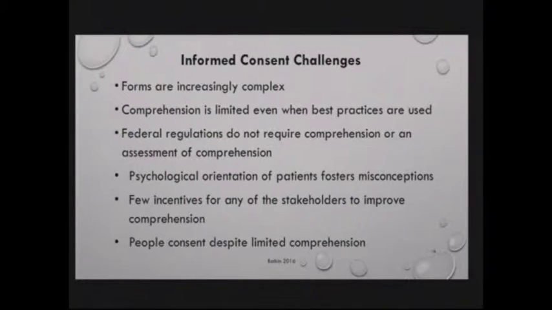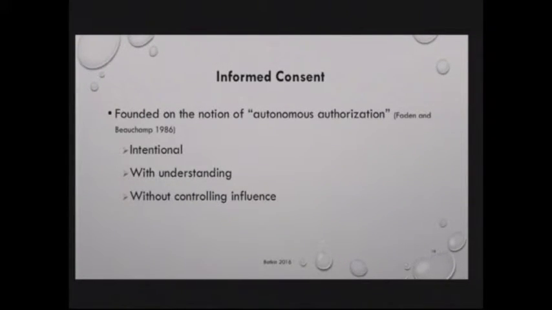So we all know that informed consent is problematic. Forms are increasingly long and complicated. We know people are challenged with comprehension even when state-of-the-art approaches are being used in this day and age. But the federal regs don't require comprehension, and accordingly, IRBs pay no attention to that particular ethical element of the consent process. Yet many people consent to research anyhow, which is another reason why we haven't made enough effort to make this whole process better.